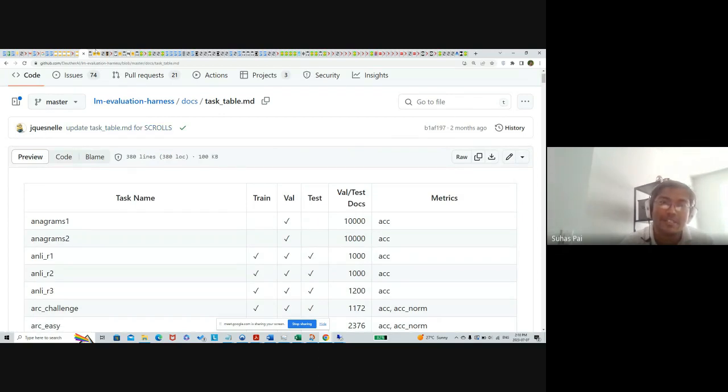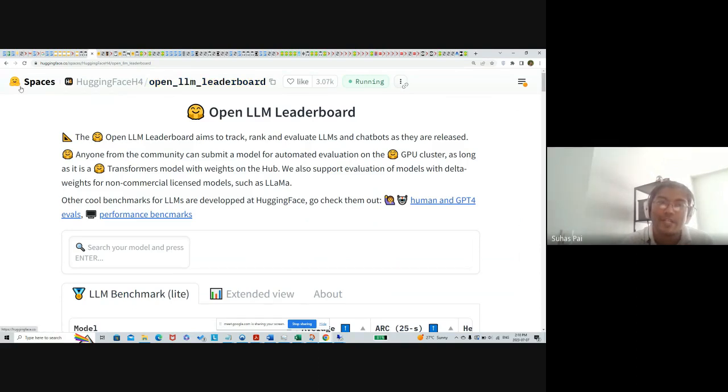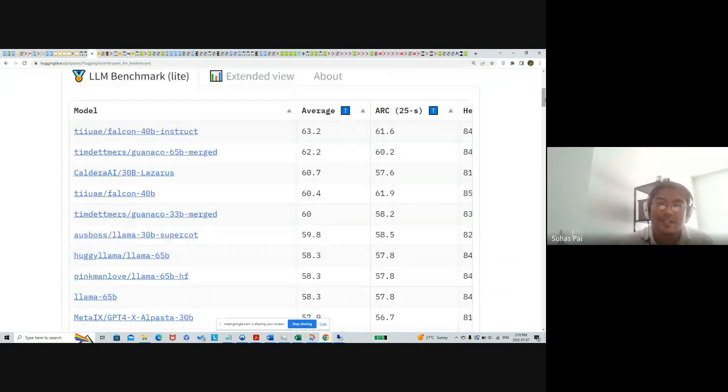But yeah, so a more limited version of this Eleuther AI evaluation harness is present here in the Open LLM leaderboard by Hugging Face. And I think a lot of you might have already seen this. This is where people say, oh, okay, Falcon is number one. We should use Falcon. But to be honest, it doesn't really mean anything.